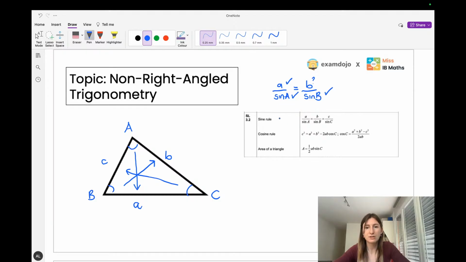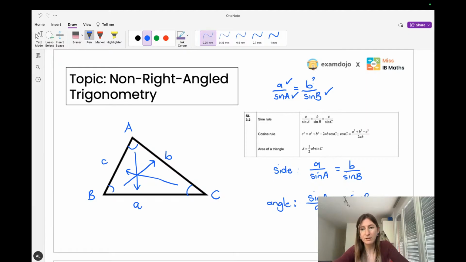Also a note when you're using the sine rule, if you need to figure out a missing side, you want to use the formula like this: a over sine A equals b over sine B. But if you're asked to find an angle, you can flip it on its head, and it's way easier to work with and to work out. So sine A over a equals sine B over b.